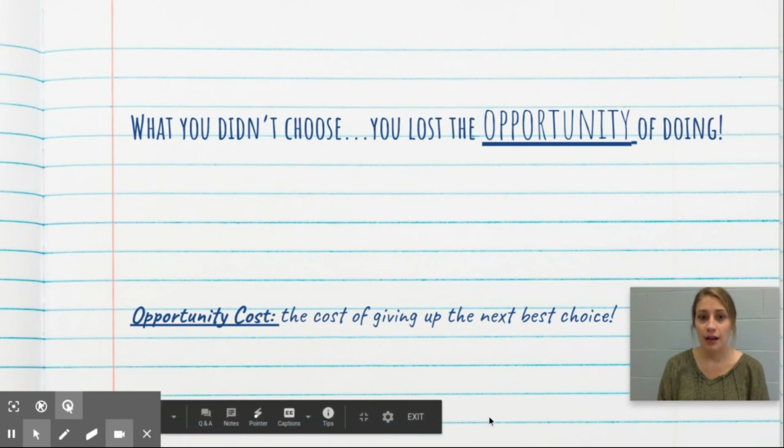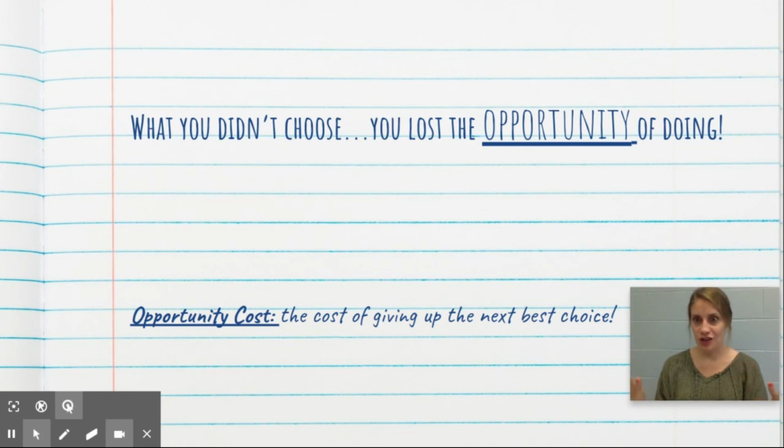So opportunity cost is the cost of giving up the next best choice. So for instance, when Granny gave you $100 and say you put that money into savings, you gave up the opportunity to slowly spend that money at McDonald's or buying a new outfit, but you also gave up the opportunity of putting that money towards something more expensive. So anytime you make a choice, whether that's watching a movie or buying a car, whatever choice you make, you are giving up the choice of the next best thing. So what you didn't choose, you lost the opportunity of doing.